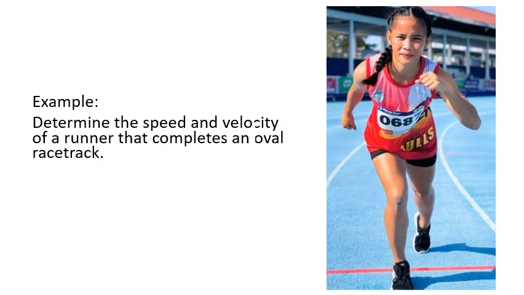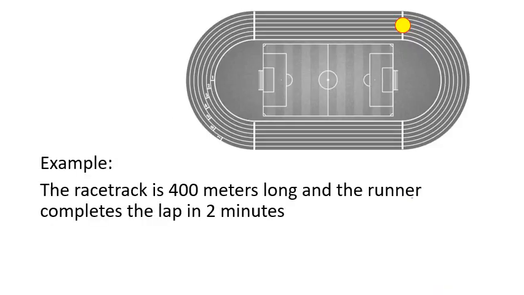Now let me give you an example to illustrate my point. Determine the speed and velocity of a runner that completes an oval racetrack. The racetrack is 400 meters long and the runner completes the lap in 2 minutes.